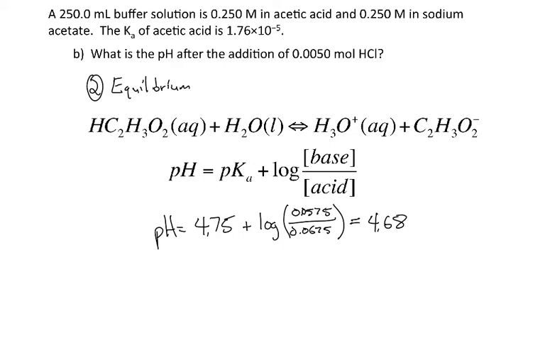All right, and so we can see that our buffer did a pretty good job of resisting the change in the pH. When I added the strong acid, it did drop a little bit. Remember that the pH started at 4.75, but this is a relatively small change in the pH. All right, and so the last part of the problem, we're going to look at what happens to the pH when I add some strong base to my buffer.